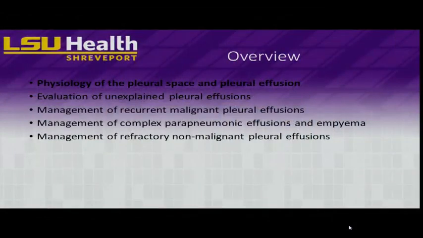So we're going to start out with a brief overview of the anatomy and physiology of the pleural space and the general pathophysiology of pleural effusions. We're going to move on to evaluation of unexplained pleural effusions, and then talk about management of recurrent malignant effusions and of empyema. And then we'll give a brief overview of management of refractory nonmalignant pleural effusions.